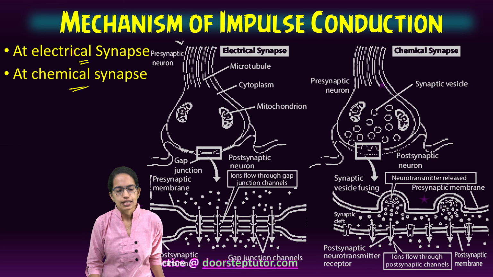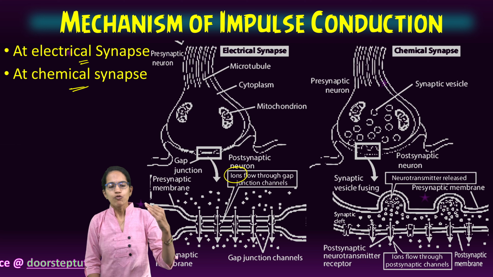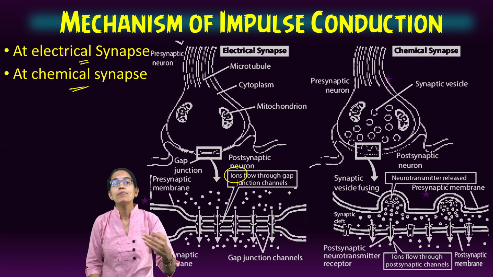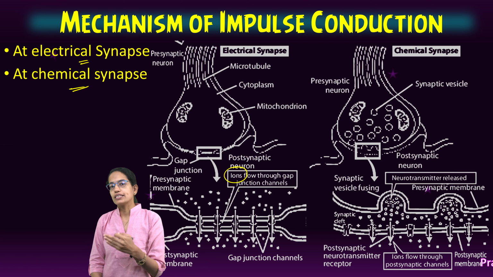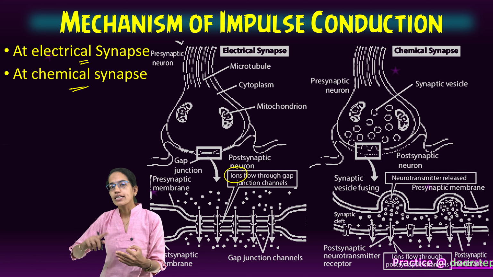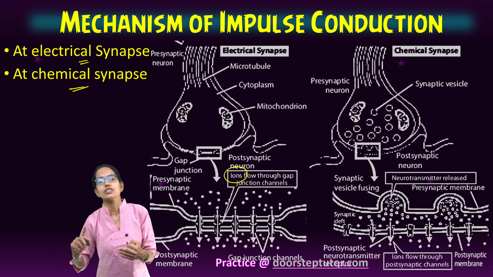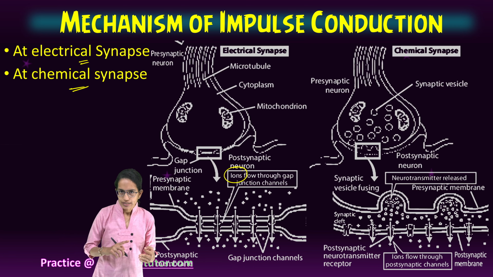Now, electrical is where ions pass. As soon as the ion passes from one neuron to another, it depolarizes the surface of the next neuron. Now, this depolarization ensures that there is continuous propagation of the action potential across the various neurons, and this is what we understand through the electrical synapse.